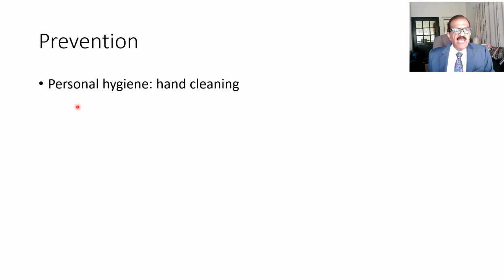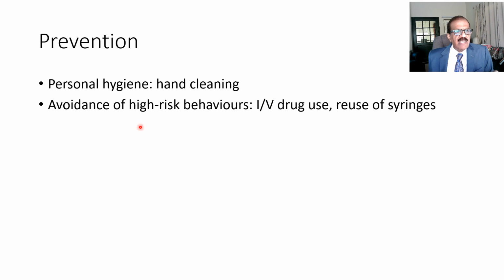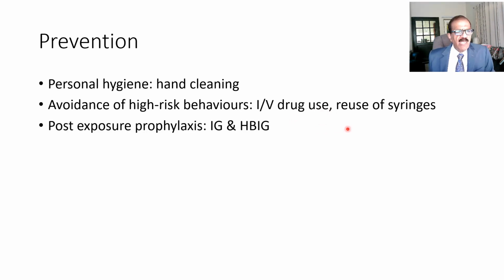Prevention: personal hygiene, hand cleaning. For hepatitis A and E, the patient should clean their hands like one does before doing a surgery, like a surgeon does. So the patient should scrub their hands with any soap available, and the patient should avoid handling food otherwise. Then avoidance of high risk behaviors: IV drug use and reuse of syringes should be avoided.